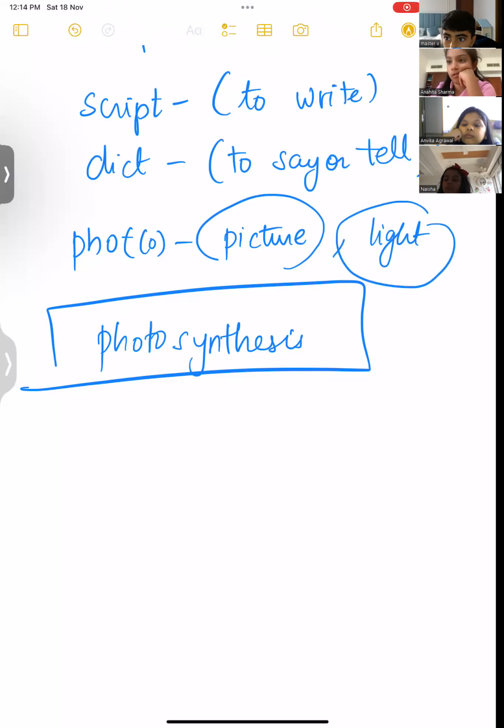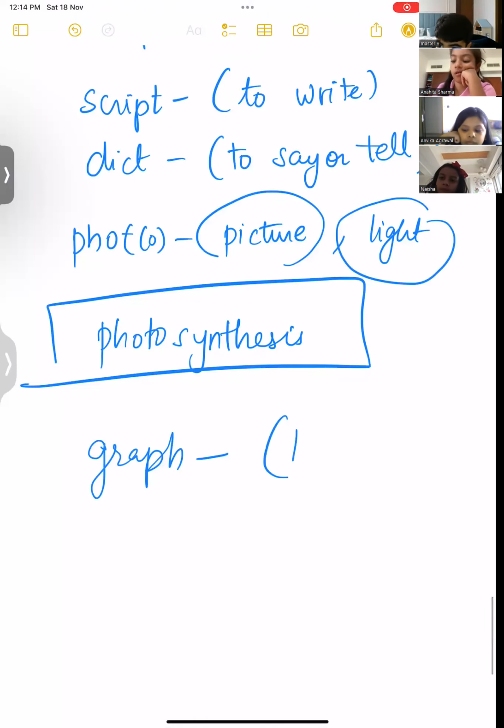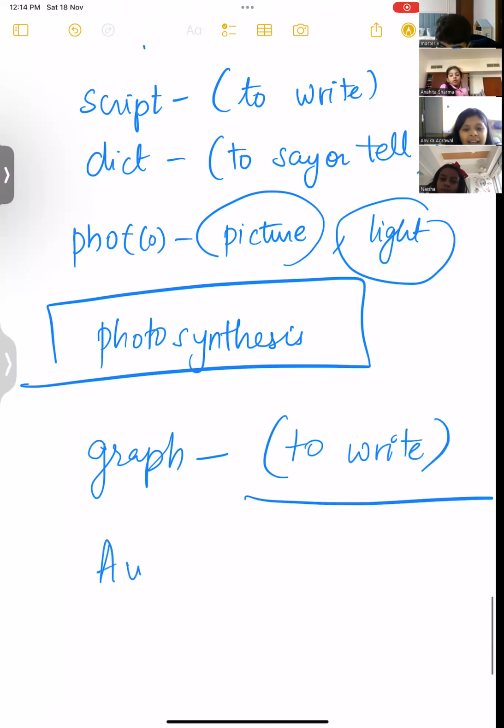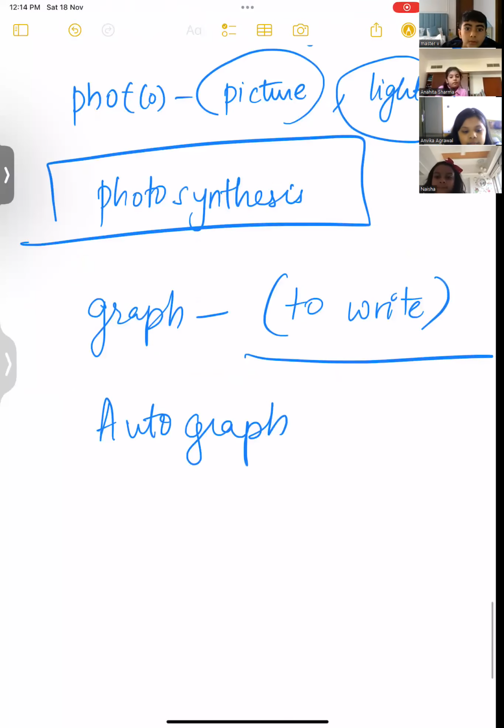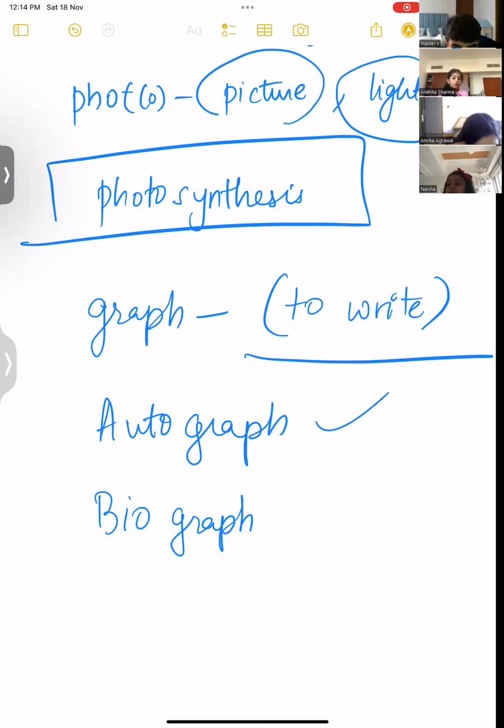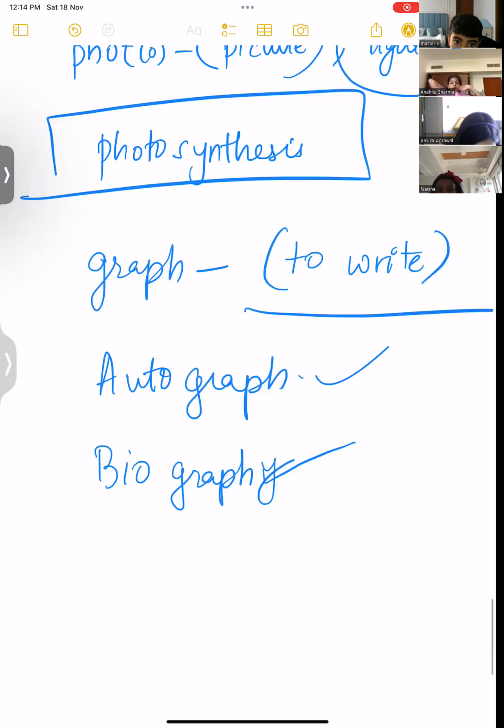Now, do you know what graph means? A graph paper. Graph means to write. Ma'am, I guess graph also means, like, what is a graph of a profit? Like something going up and down, a line. Now listen, graph means to write. We know what an autograph is. We know what a biography is. Autography doesn't exist, but it becomes autobiography. Okay, so graph means to write.